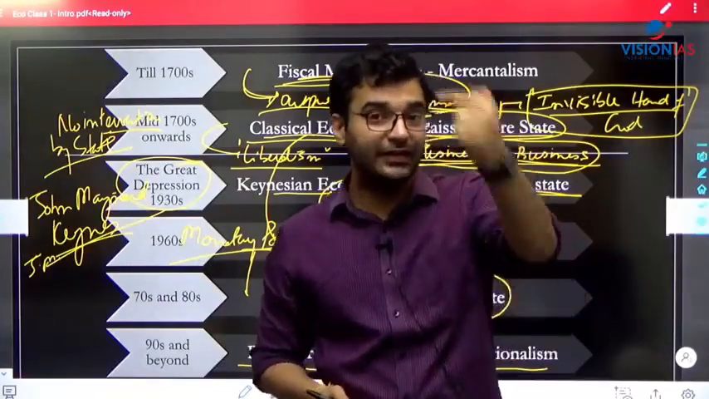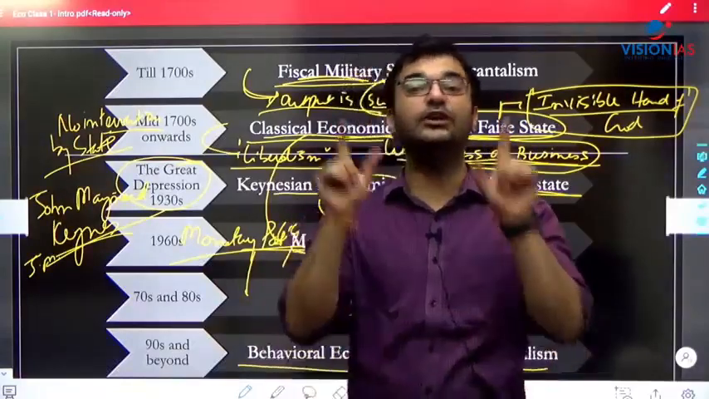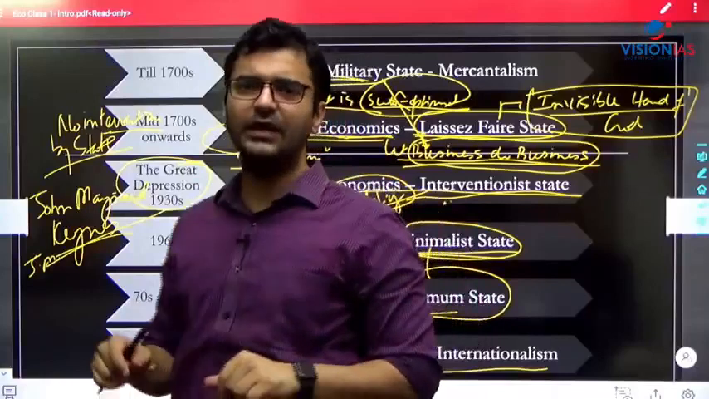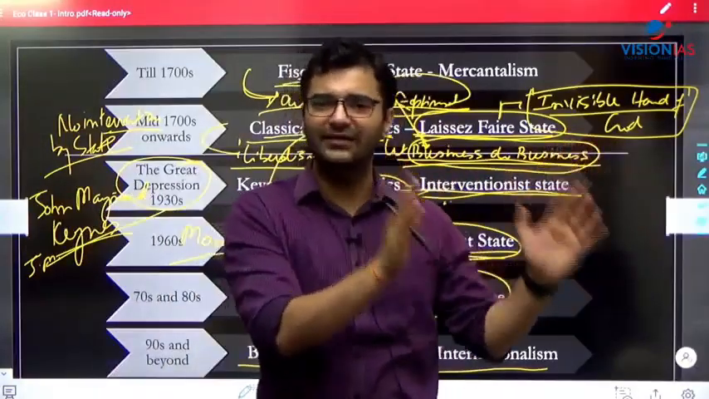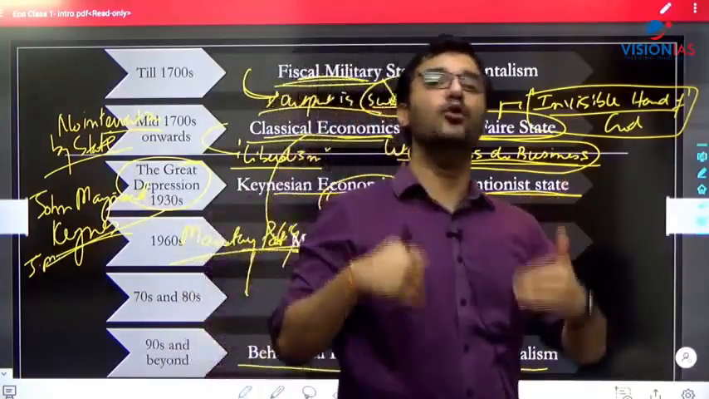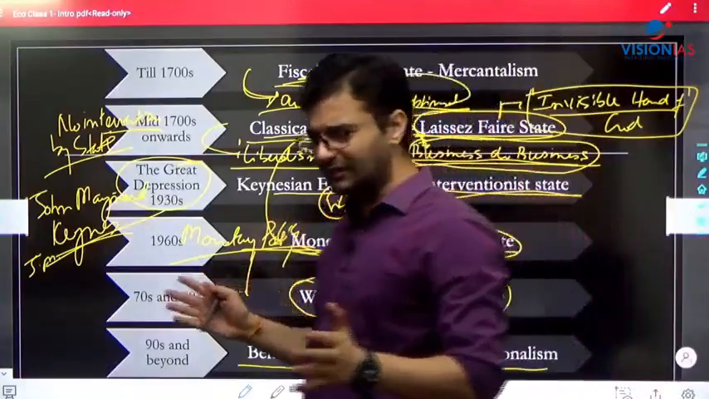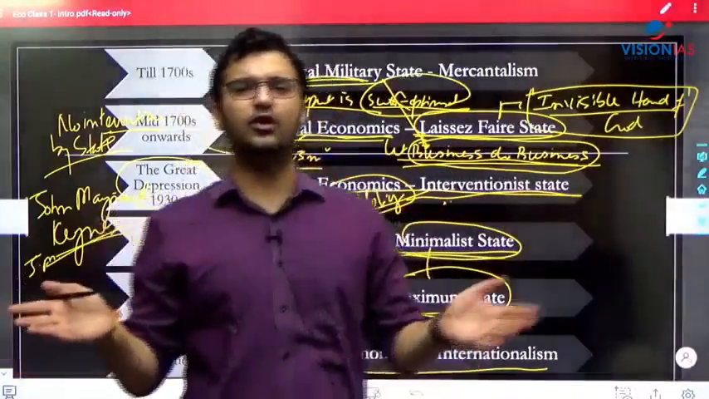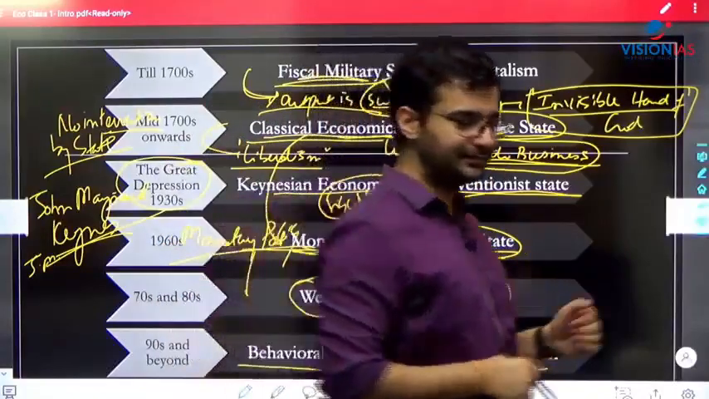So the behavior of people is incorporated in policy making. This is what behavioralism is. Behavioralism is less of a separate economics thought. Behavioralism is a method of making government policies more effective. This is what behavioralism is. So this is modern economic thinking. Today, most of the economic decisions are taken with a behavioral economic mindset.